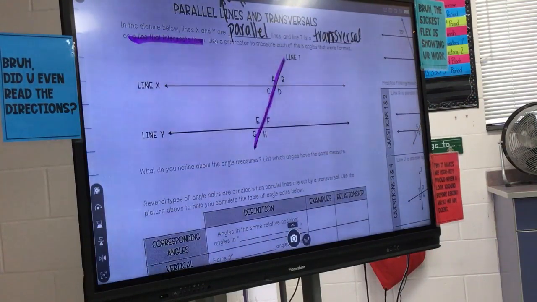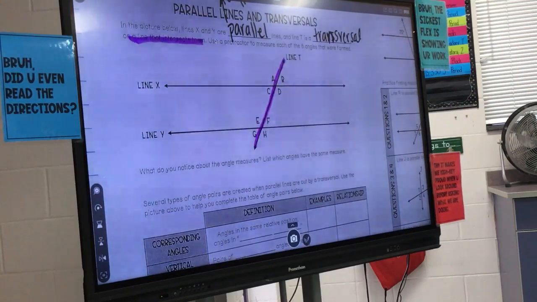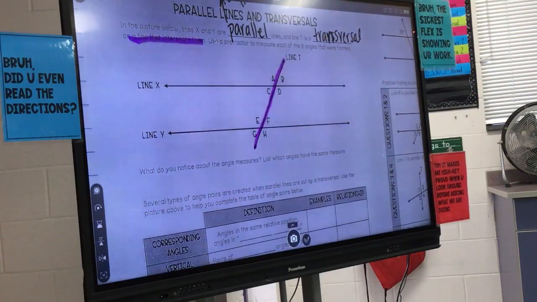Y'all, you've been through almost an entire day of school. This is third period technically. I understand you were off for 3 weeks. I don't care. Do you know what this B is? No.